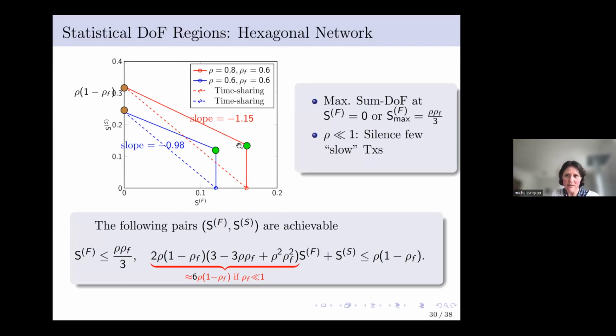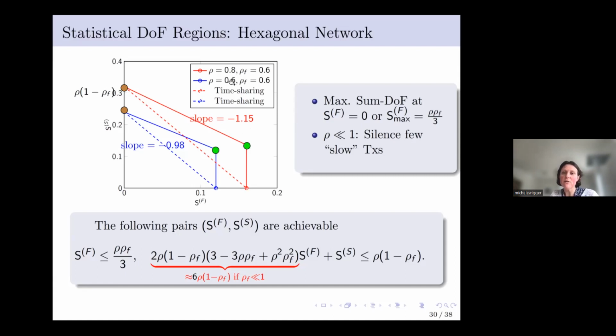And in particular, we have this very nice point that we like so much. Of course, now everything is scaled down, because with some probability we actually have nothing to send. So the maximum you can have on the slow is actually rho times (1 minus rho_F). And what is interesting to see here is that the slope is minus 1.15. So this means that the best sum performance is actually sending only slow. It's slightly worse, but not much, if you also want to send fast messages.